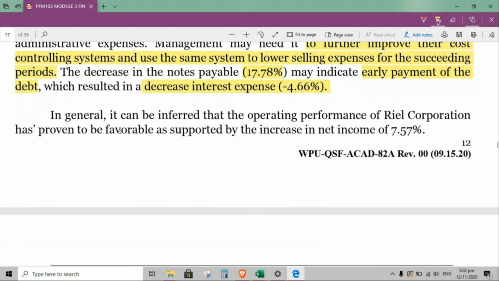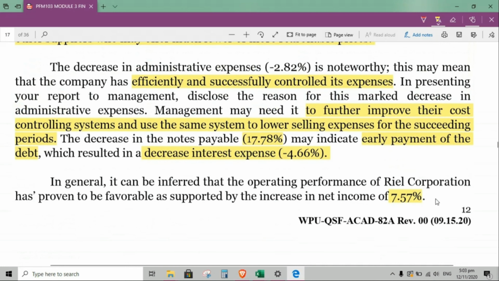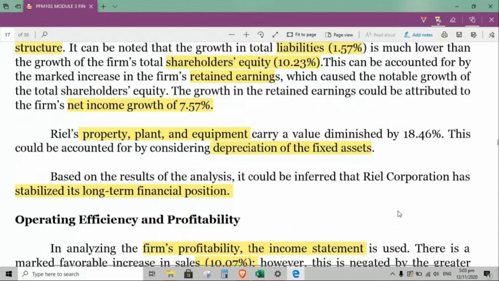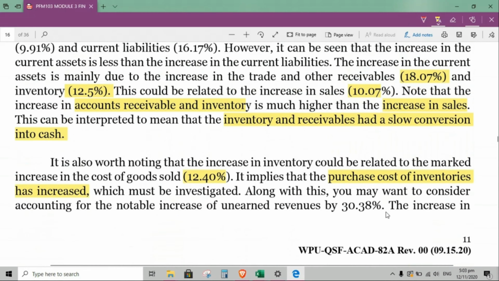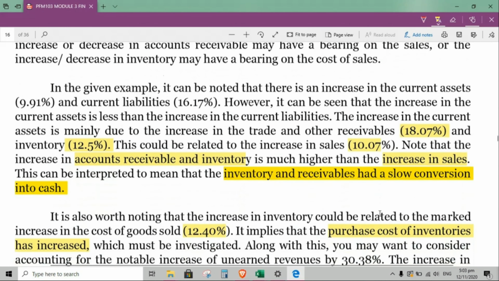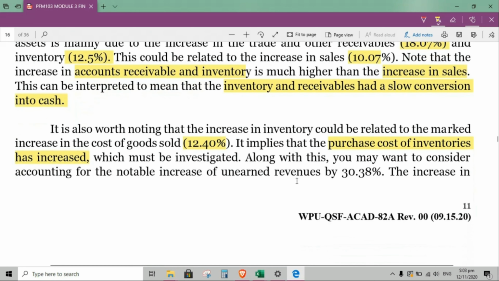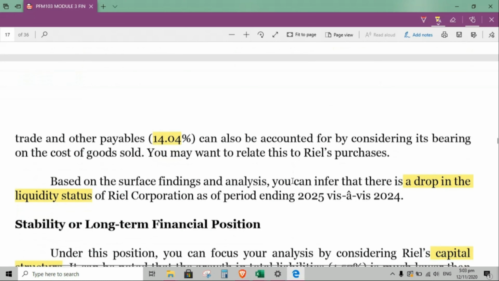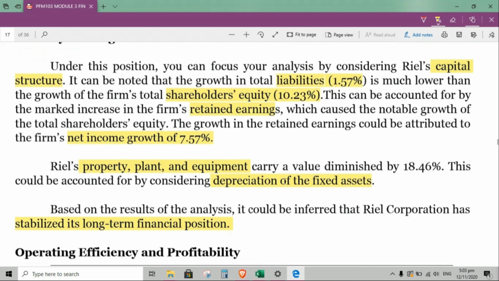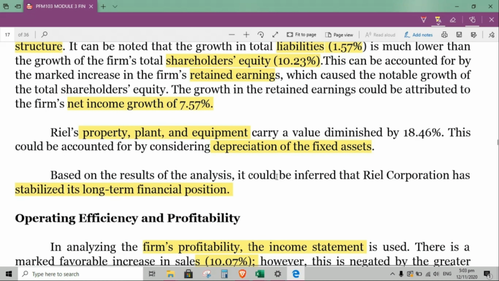Okay, so in general, it can be inferred that the operating performance of Real Corporation has proven to be favorable as supported by the increase of net income of 7.57%. So, kung mapapansin nyo, di ba kanina parang pagdating sa kanyang liquidity and solvency, medyo negative kasi nga, taas-taas na kanyang inventory, hindi masyadong na-convert into cash yung kanyang asset, inventories niya, ganon. Pero pagdating naman sa stability, maganda yung kanyang future kasi nga, taas-taas na kanyang shareholders equity, di ba?